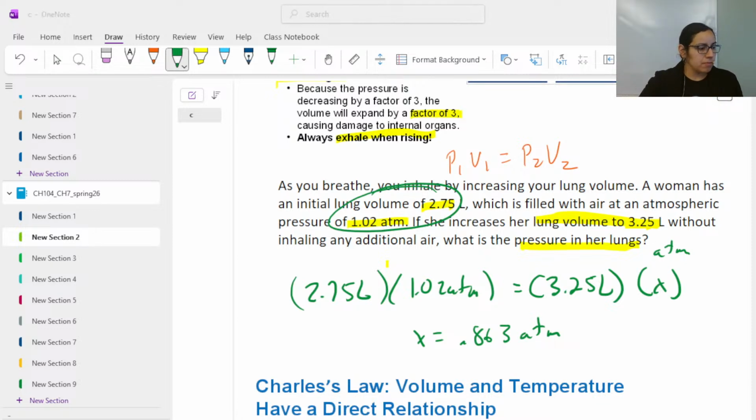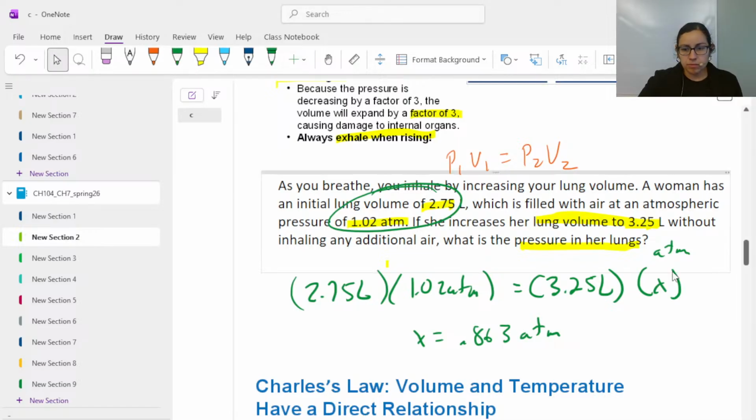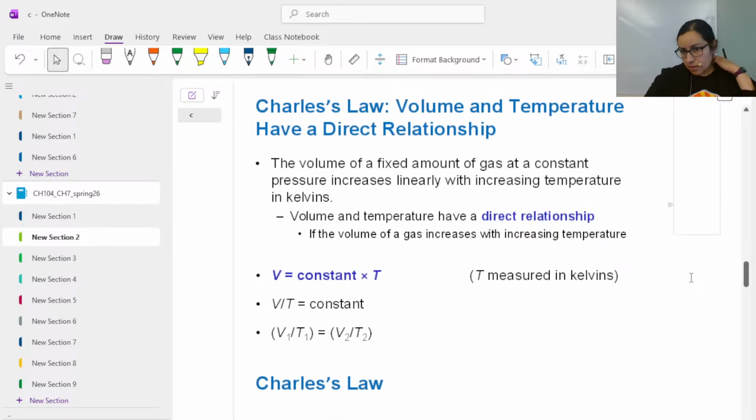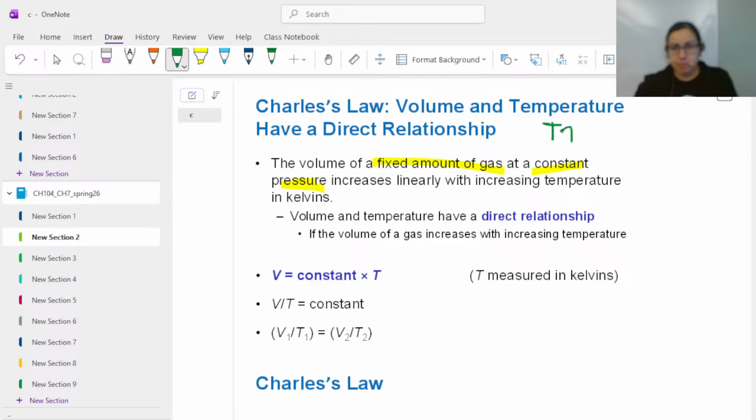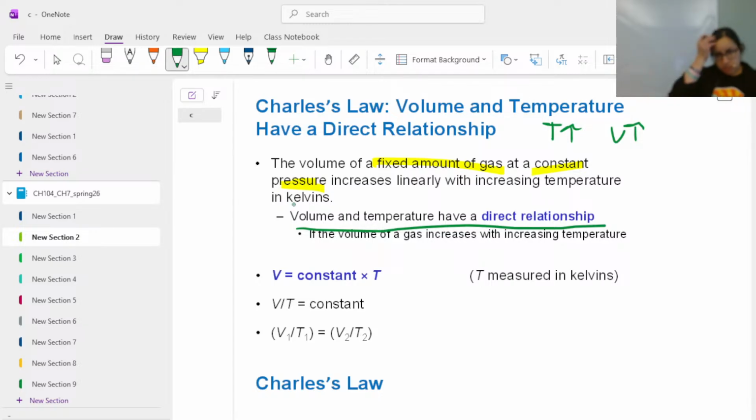Questions about that one? All right, let's look at our next one. Now we're looking at our volume versus temperature relationship. We're assuming that we have a fixed amount of gas, so we're not adding any moles, holding our moles constant. And we also want to keep a constant pressure. In order to have a constant pressure, as our temperature increases, our volume should also increase. So they have a direct relationship. We're holding pressure constant, and that's the key: we want to hold pressure constant.